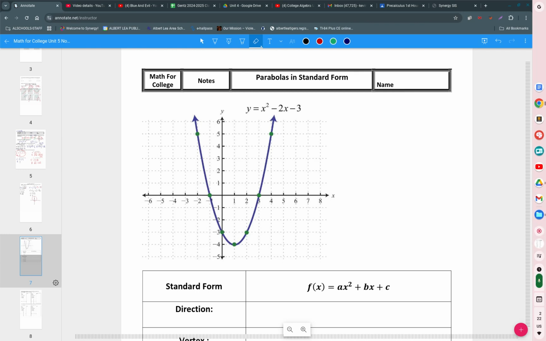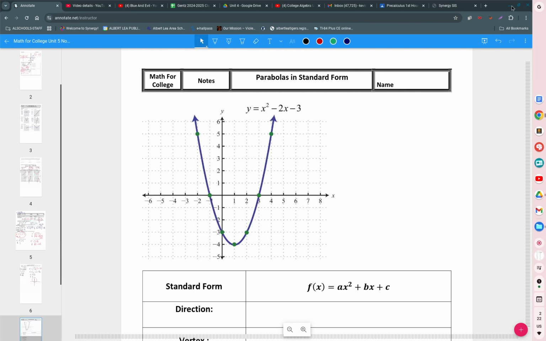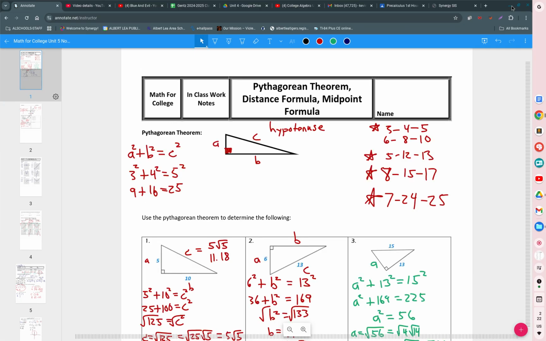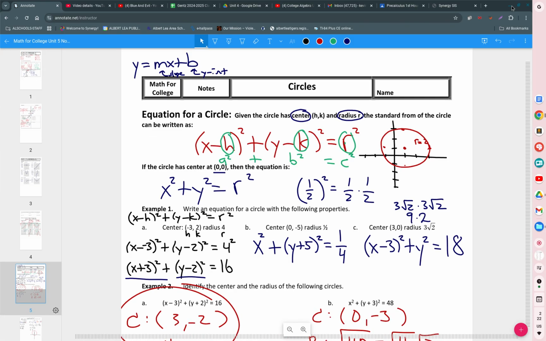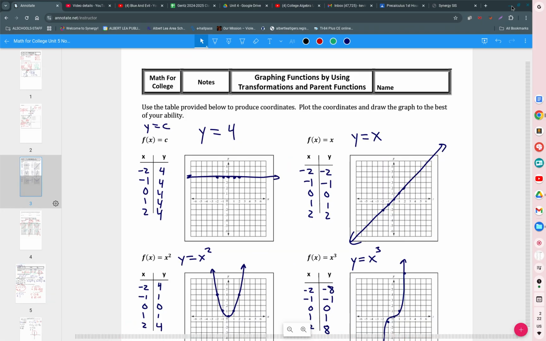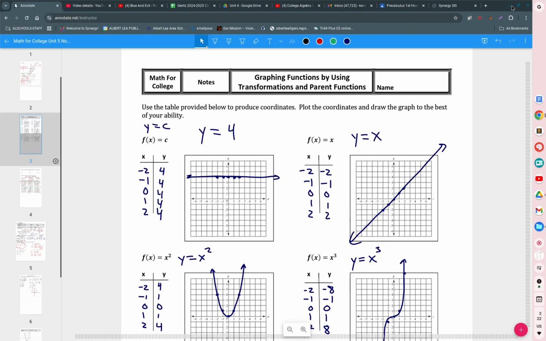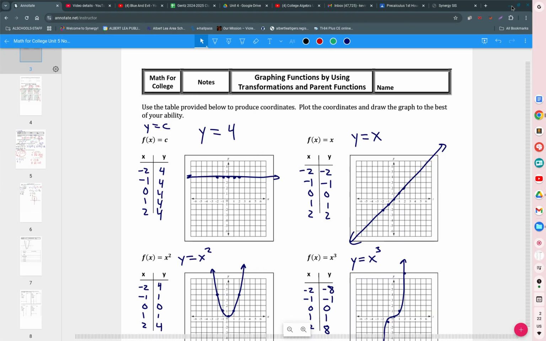In this unit, we've done a lot of different things. In particular, we started with the Pythagorean theorem, distance formula, and midpoint. Remember that? And then we advanced onto circles. Practiced a little bit of that yesterday. Then we advanced onto graphing with different transformations. And then we did x and y intercepts. We graphed that way.